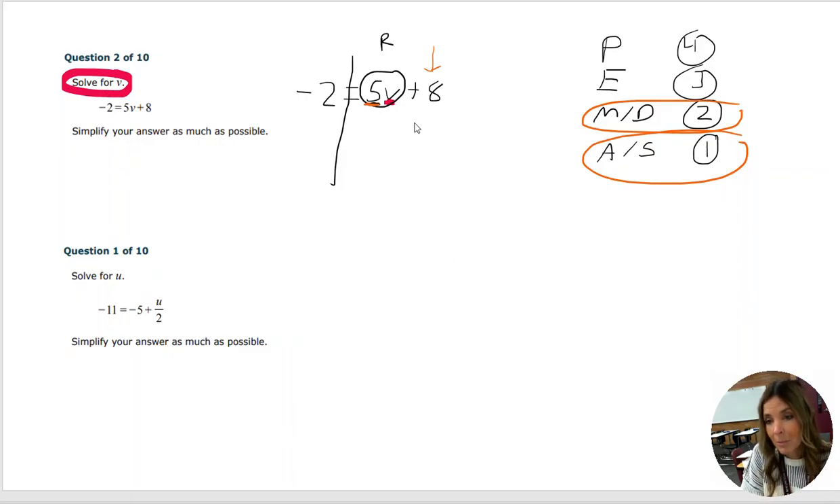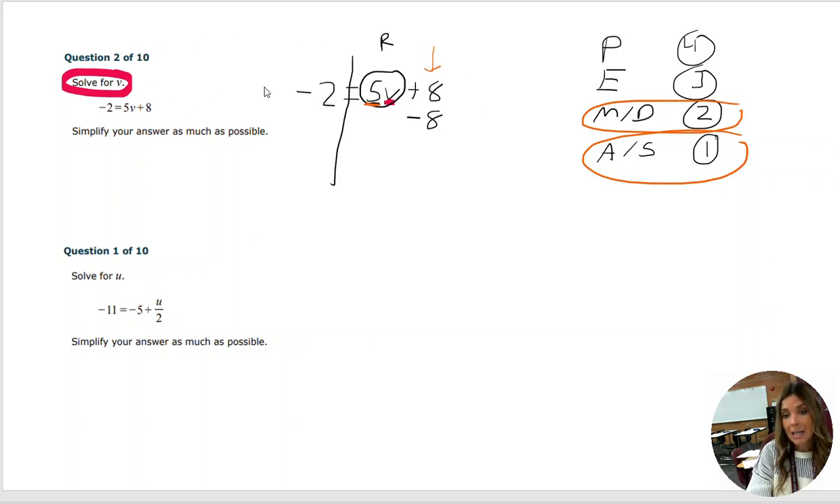So to get rid of a plus 8 on the right side, I'm going to do a -8, because if I combine a positive 8 and a -8, that's going to cancel each other out and make a 0. These are 0 pairs.